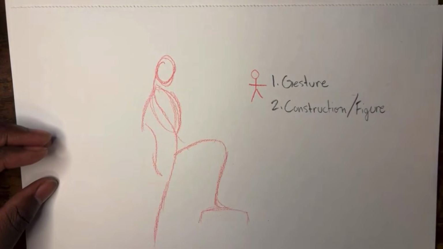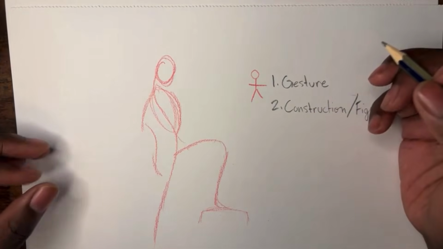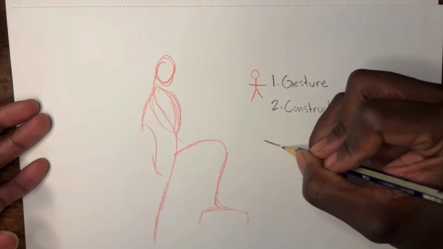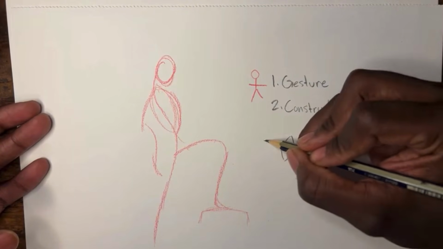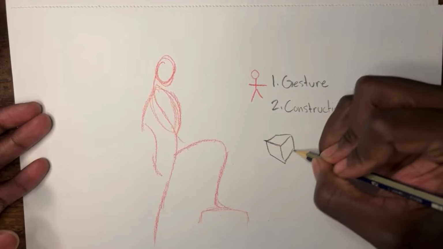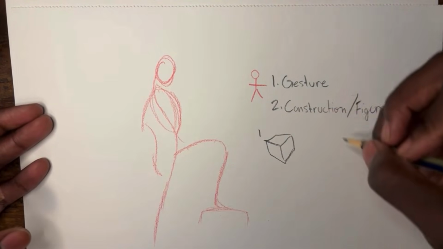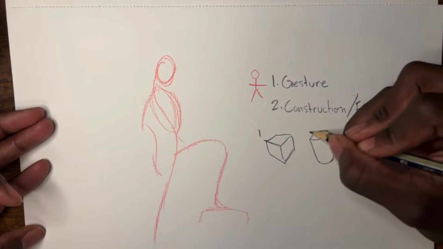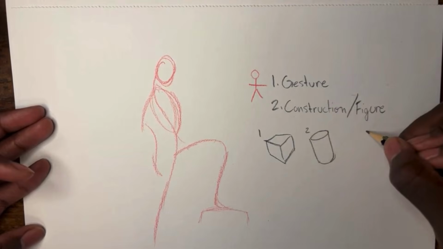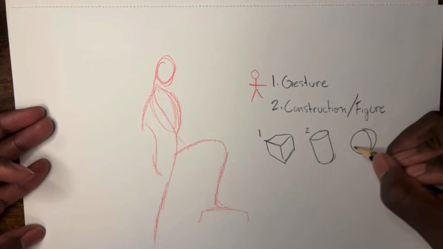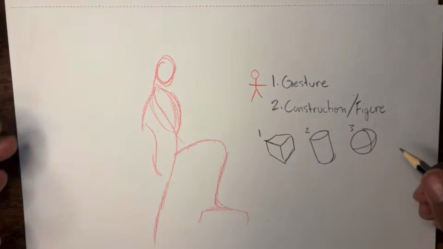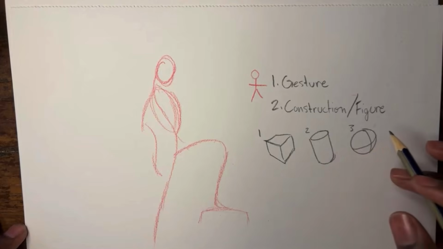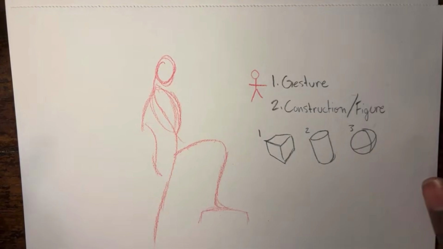One of the main things I like to tell my students is the body is made up of three main shapes. We have boxes or cubes, however you'd like to call them. So that's one. We have cylinders, that's two. And then we have spheres or circles. That's three. And if you understand that the body is made up of these three different components, you'll be able to put a body together with no problem at all.